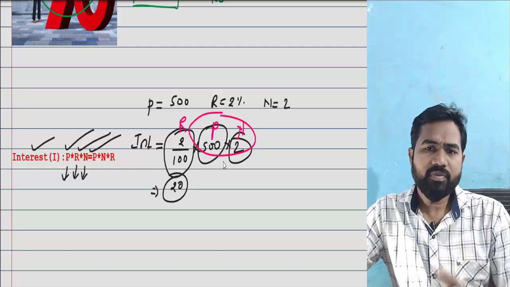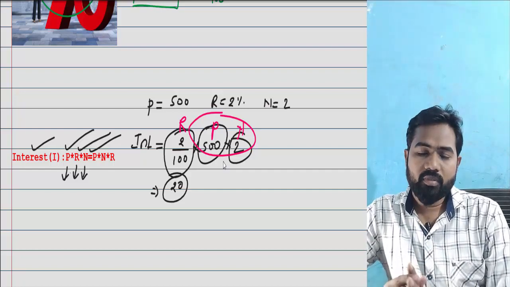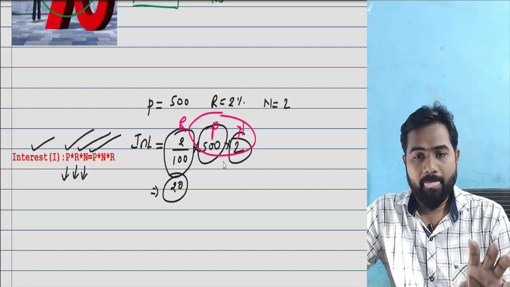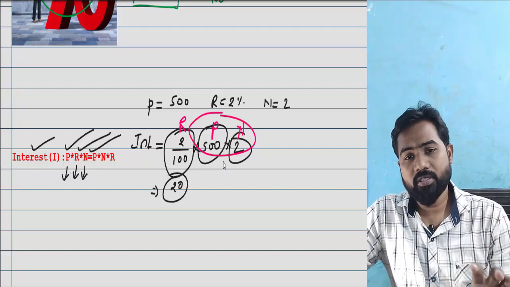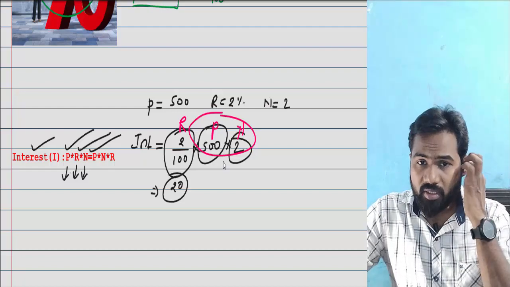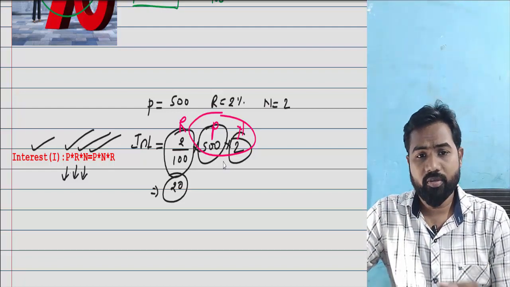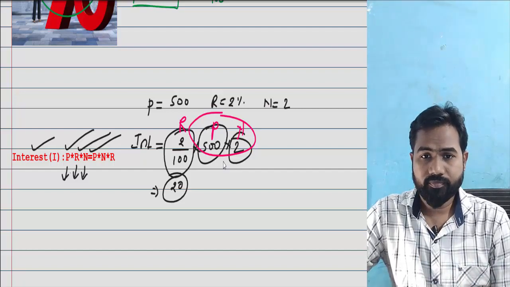But class, one more thing is that there are two interest types. One is compound interest, the second one is simple interest. So in general, what is compound interest and what is simple interest? Let us understand, then we'll go for solving our questions.